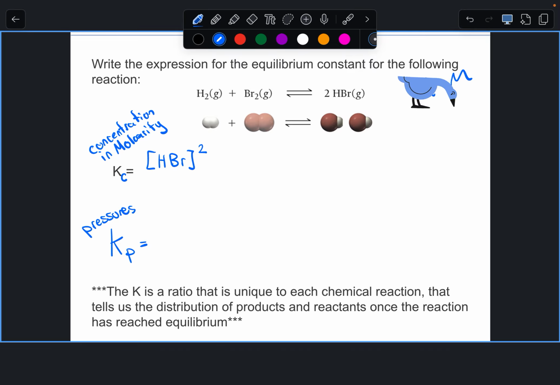So it's the concentration of the products raised to its coefficient from the balanced chemical equation over the concentration of the reactants raised to their coefficients. The coefficients are 1 in this case. Anything raised to 1 is just equivalent to that same thing, so you don't need to write it.